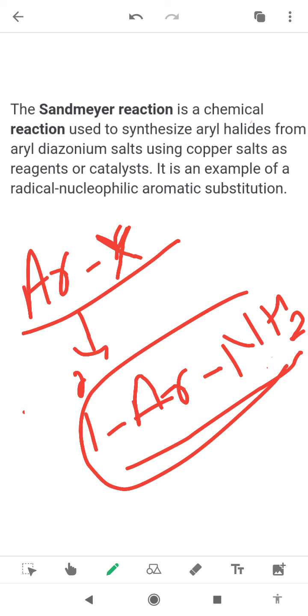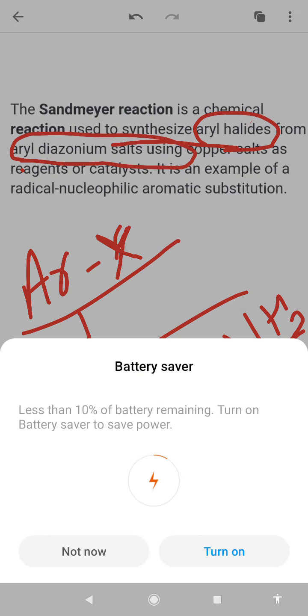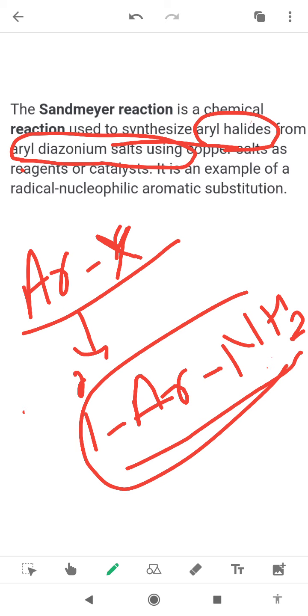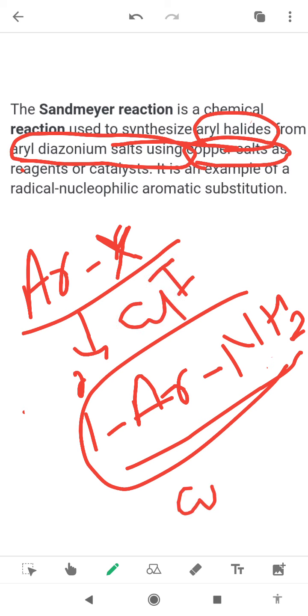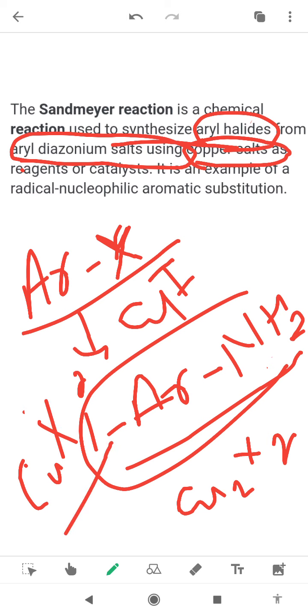So we must know about the Sandmeyer reaction. That is a chemical reaction used to synthesize aryl halide from aryl diazonium salt, which is a stable intermediate, and which reacts with the copper first salt, Cu2X2, or in a general way written as CuX. Which acts as a catalyst, and this reaction is known as the Sandmeyer reaction.